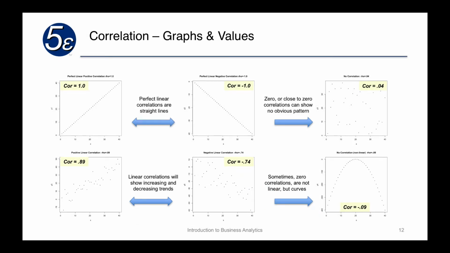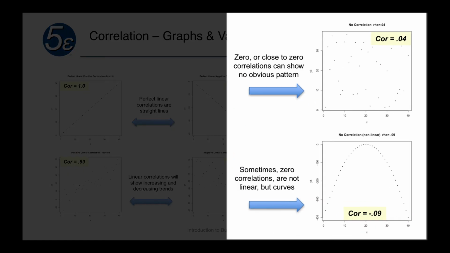Now, for the two items on the right at the top, we have a scattering of items. It almost looks random, and the correlation was calculated at 0.04, and that's close to 0. So there's no obvious pattern shown in that chart.